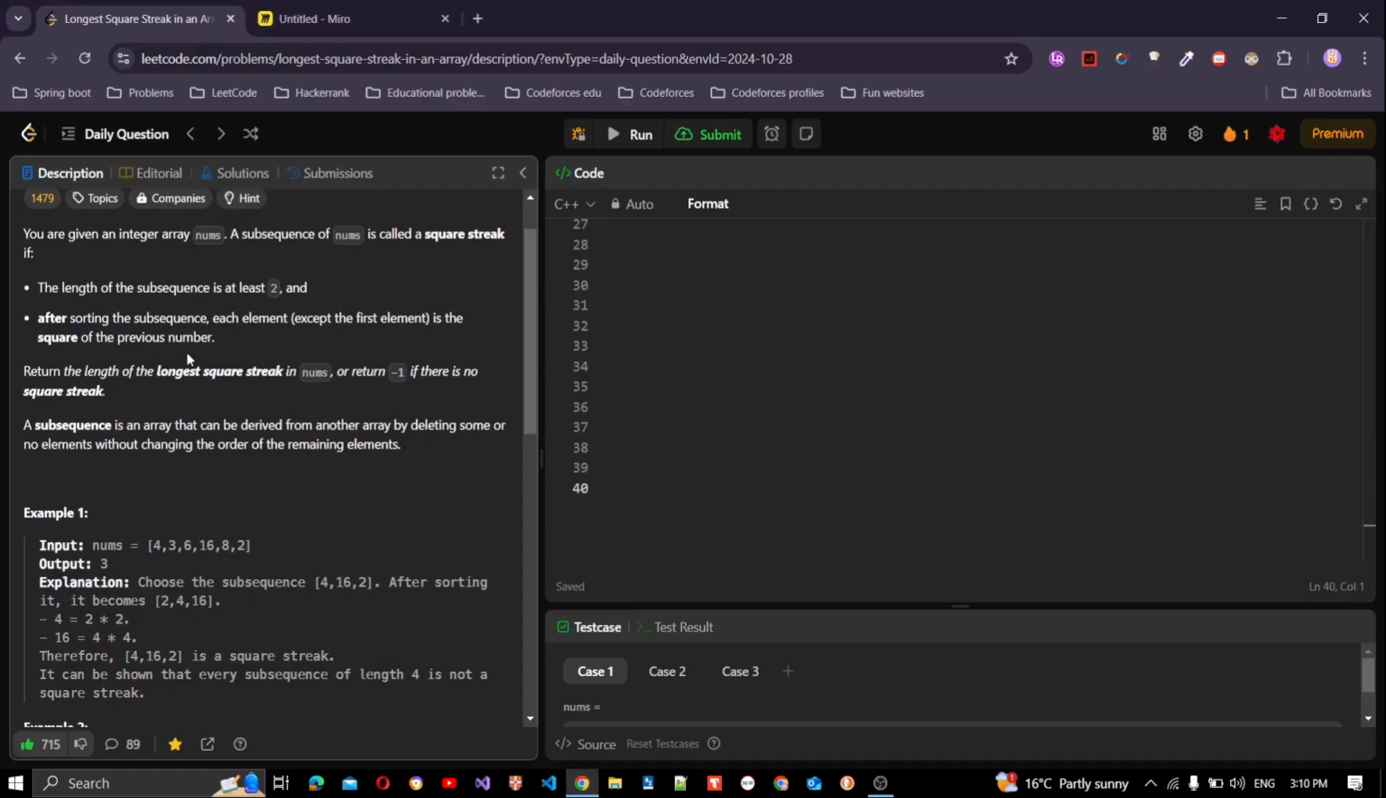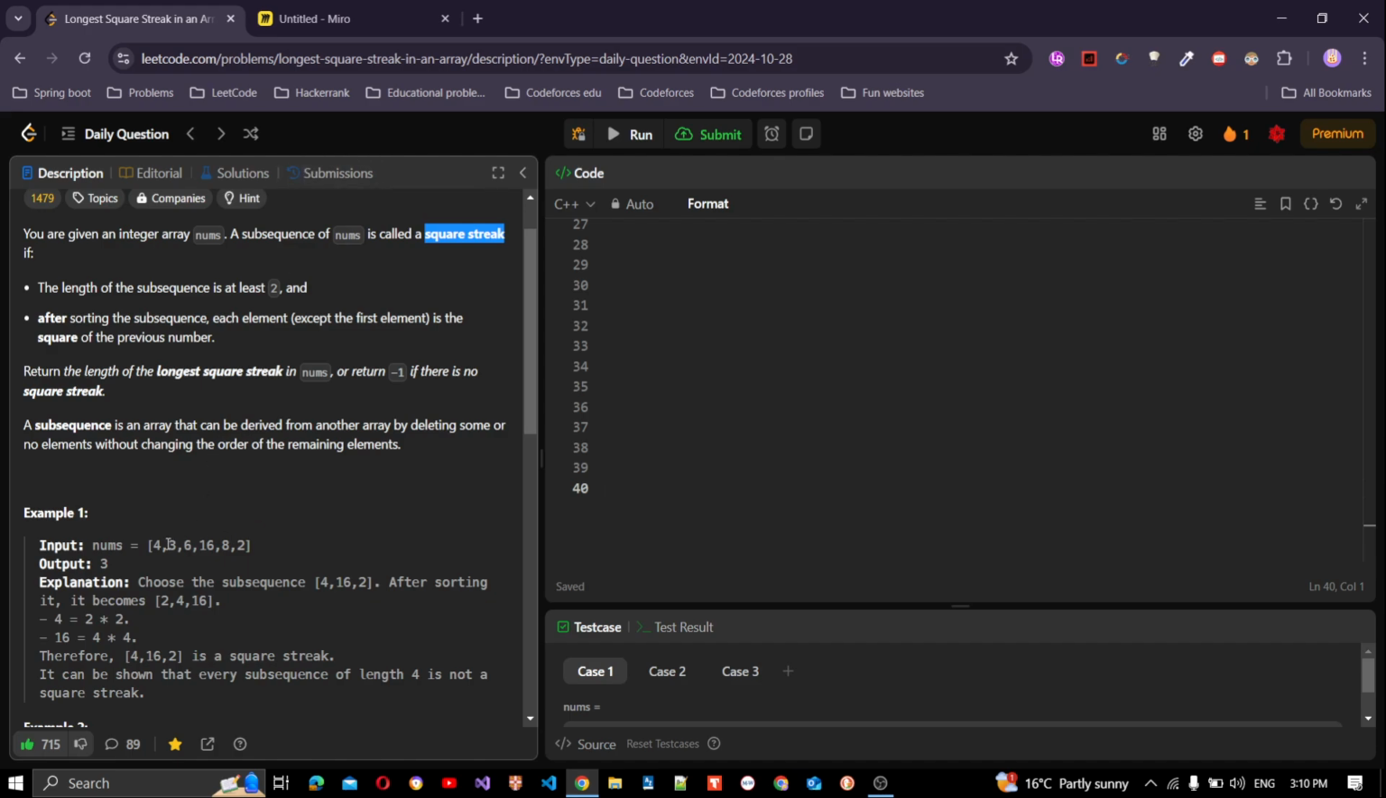Let's solve this LeetCode problem. You're given an integer array and you have to find the longest square streak. A square streak is a sequence whose length is at least 2, and if we sort this sequence in increasing order, every number will be the square of the previous value.